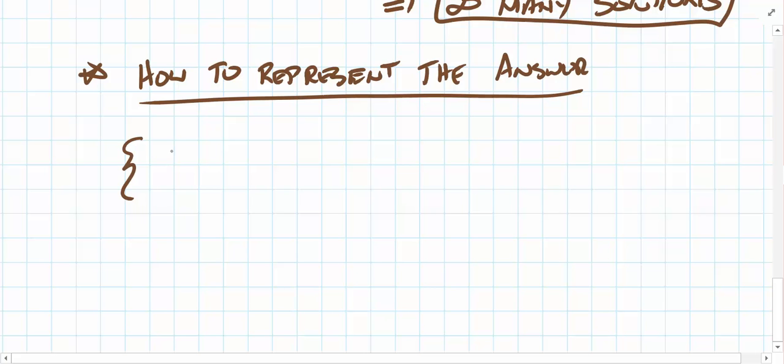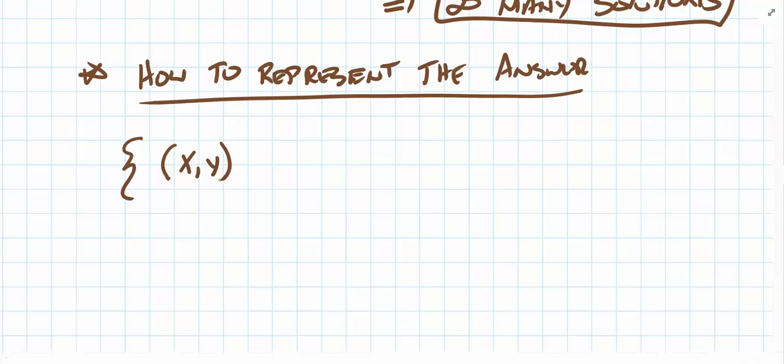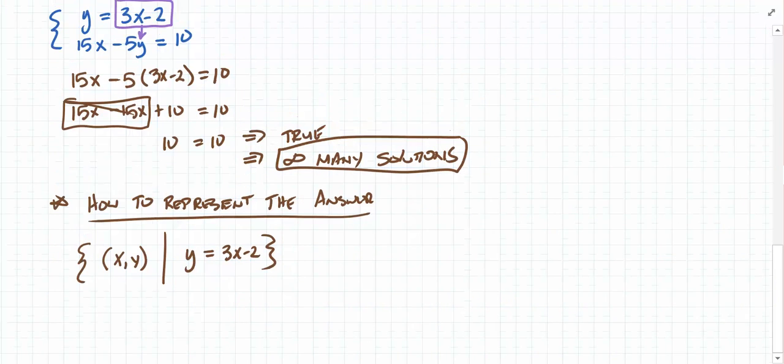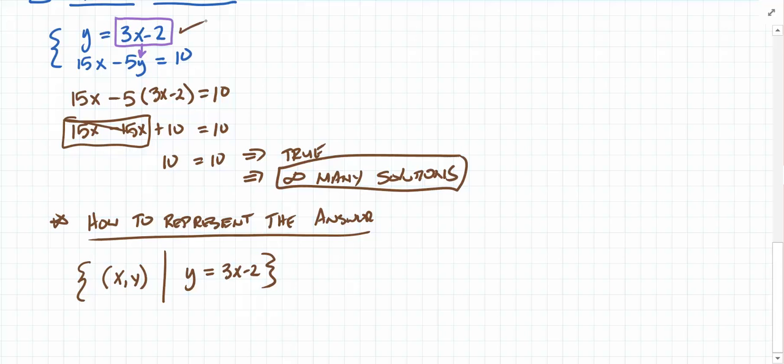Well, you have two choices. You say it's every single point x comma y. That's what we said so far. Every single point x comma y such that, that's our bar, right? Such that y is worth a 3x minus 2. Now, that's pretty easy, right? Because after all, where did I get the 3x minus 2 from? I just got it from the first equation up there.